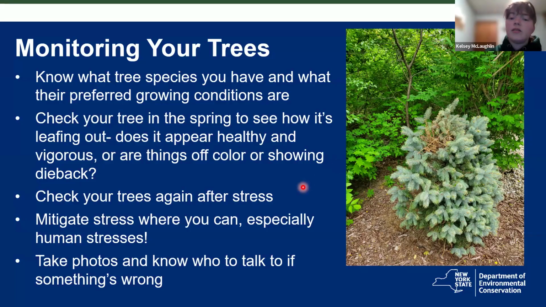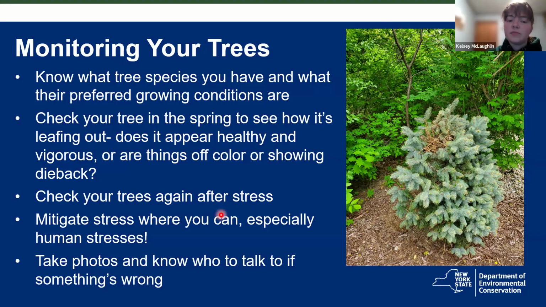And then if there is a big stress event, like that spongy moth defoliation or a flood or a drought or something like that, check your trees again. And kind of try to keep checking them as much as you can, because it can take a while for stress to kind of manifest in trees. They're long-lived, kind of slow-growing things, and so they may not show signs of stress for years after a major stress event.